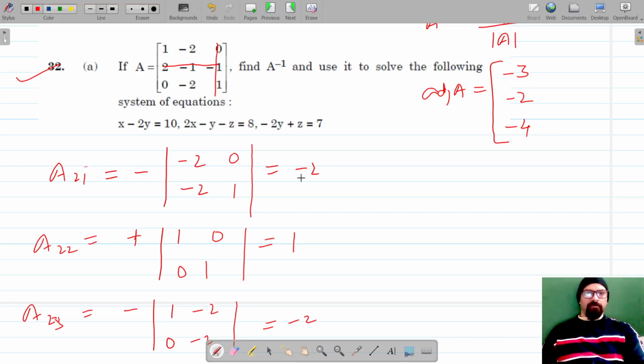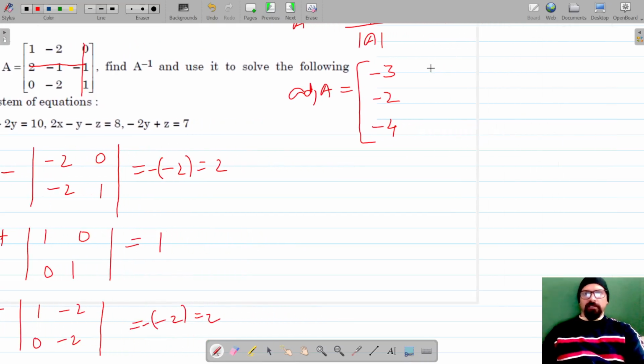Okay. So outside there is negative. So negative of negative is positive. So 2, 1, and this is also negative. So 2. So we have 2, 1, and 2.